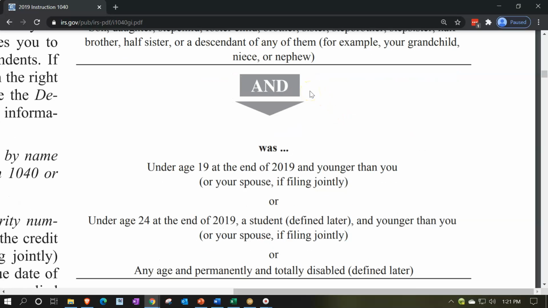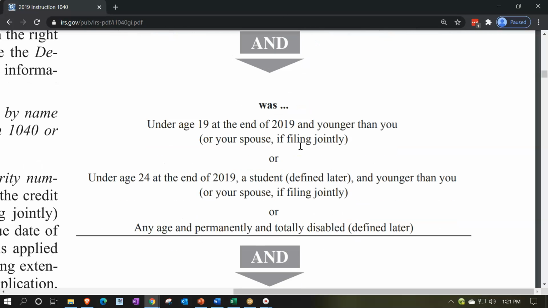Then, and notice the "and" is going to be important here, rather than "or", so they have to meet both of these tests. Now we're on the age test. Now, in 2019, remember, if you're doing a 2020 return, when you look at the instructions in 2020, you'll be looking at 2020. So you've got to kind of replace 2019 with 2020, as will be the case when the instructions are out for 2020. So under the age of 19 at the end of 2019, and younger than you or your spouse if filing jointly. So again, if it's 2020, you would imagine this rule would be the same. So that's your age test, 19.